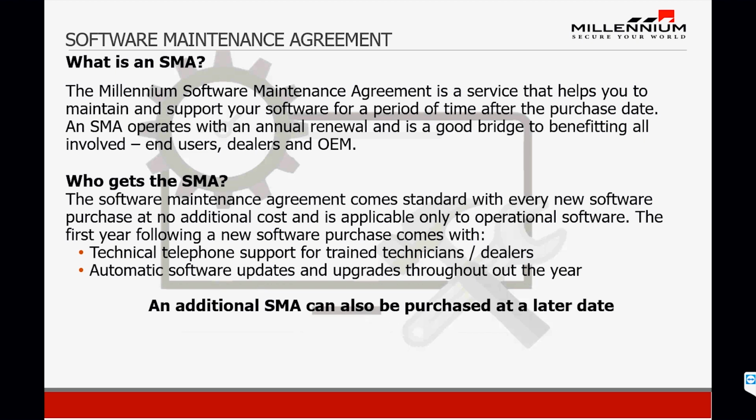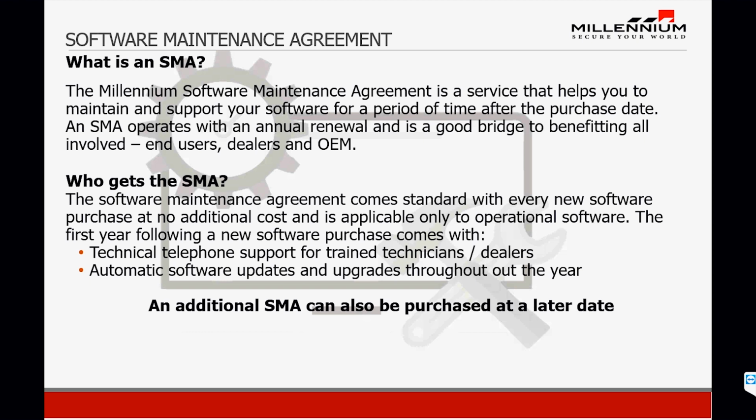So let's talk about generally what a software maintenance agreement is and how it helps you. The software maintenance agreement is necessary as it allows the user to keep their software up to date at all times. It benefits all involved: end users, dealers, and OEM. The software maintenance agreement, once again, comes standard with every new software purchase at no additional cost. However, an additional SMA can be purchased at a later date.